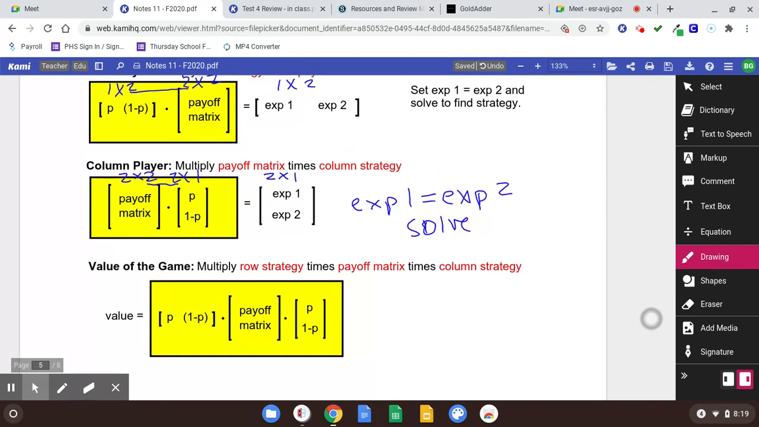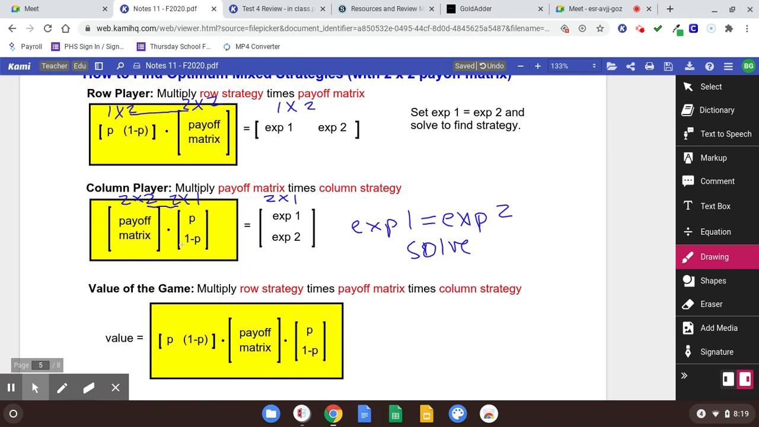Bless you. Now the value of the game. For the value of the game, we've already got the numbers. We've figured out the p number. We figured out this p number. It's going to be different, okay? But we've got all of the numbers that we need, and now we've got to multiply those numbers: the row player strategy times the payoff matrix times the column player's strategy. So down here at the bottom, once we're finding the value of the game, we know all the numbers. We just have to multiply them out. So row strategy times payoff times column strategy, and that's it.